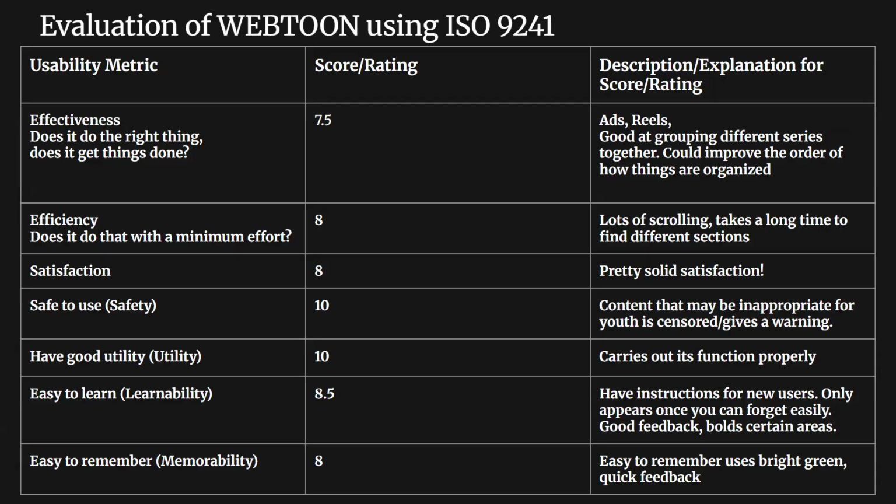Safe to use. Content is mainly PG, and if it's PG, it gives you a warning. Utility, it does its function properly. Easy to learn. I would say 8.5, especially for new users. It adds new instructions and shows you how to do things, and it has how to use certain things, provides good feedback and has bold certain areas. And easy to remember. It uses bright green to signify feedback.